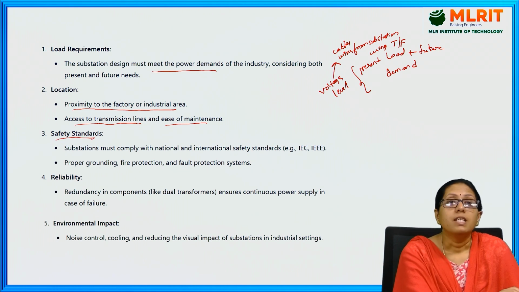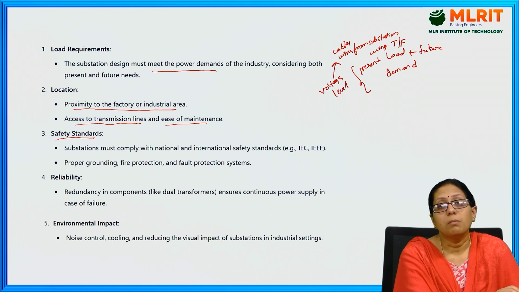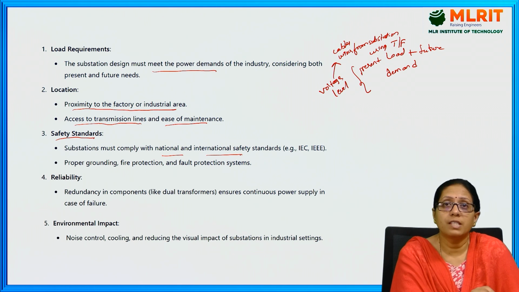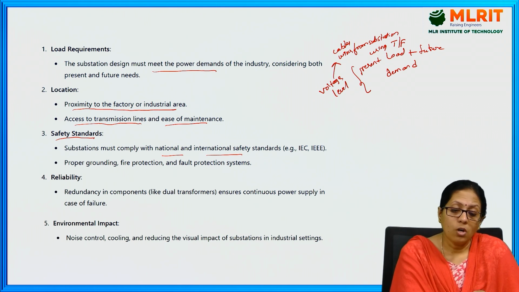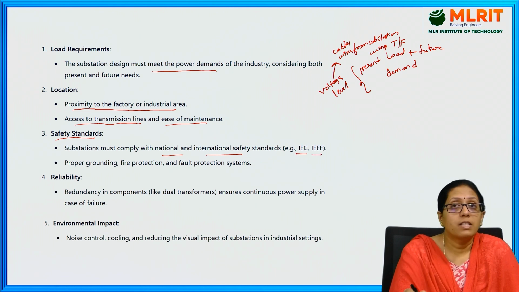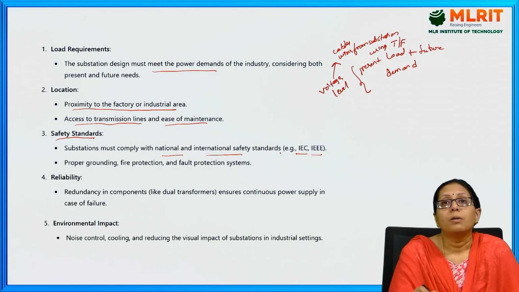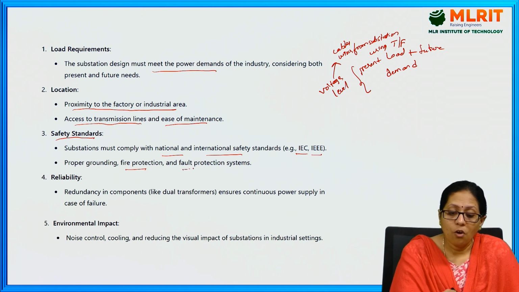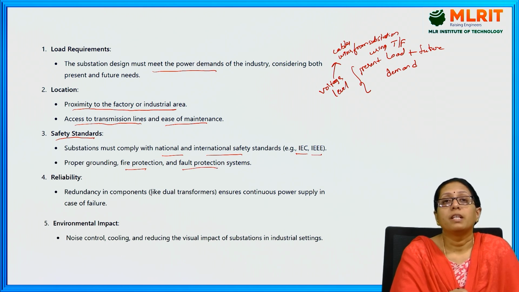Third one is safety standards. Substations must comply with national as well as international safety standards, that is IEC or IEEE standards. So, in order to maintain these IEC as well as IEEE standards, these substations should follow the rules and regulations, and proper grounding as well as fire protection devices and fault protection devices have to be connected in the industrial substations.